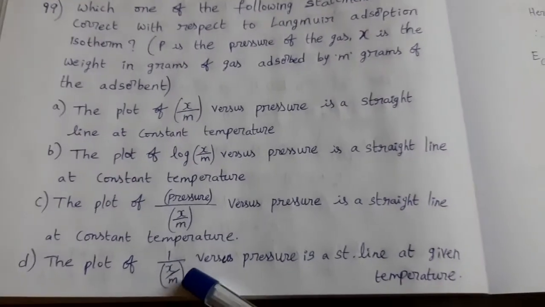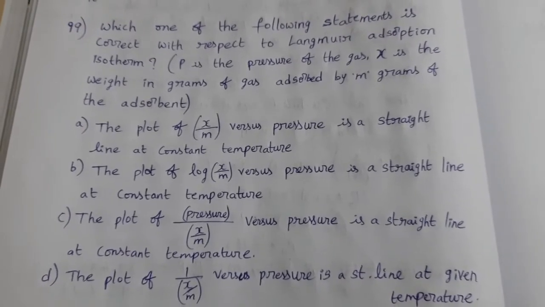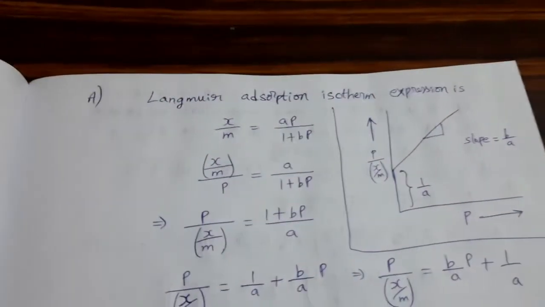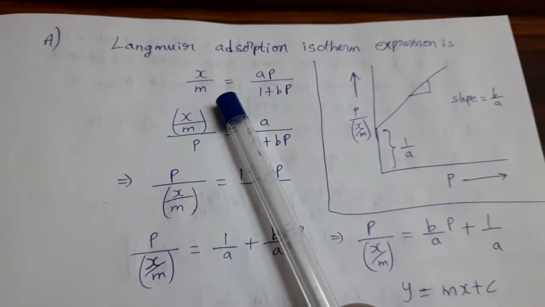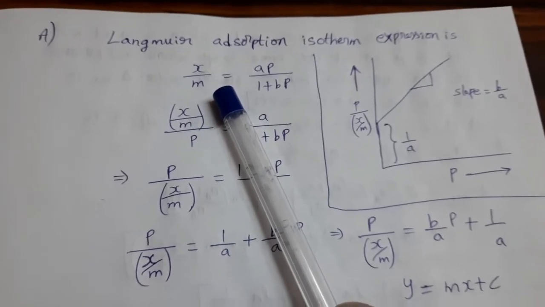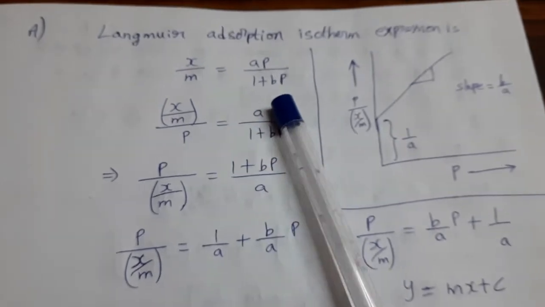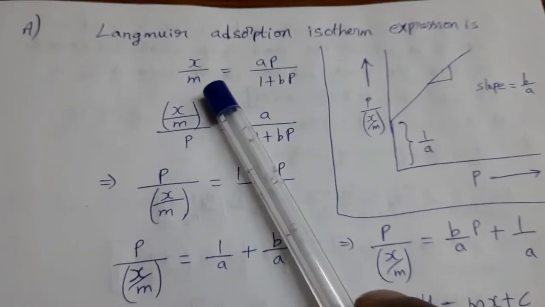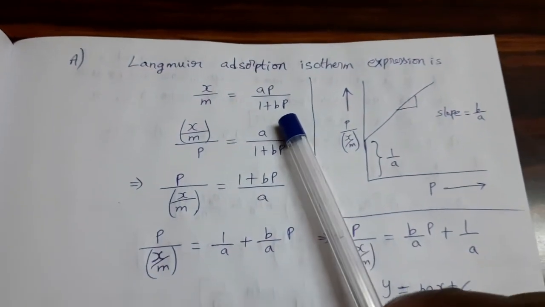Now, four options are given. Here, one option is correct. That correct one we should find out. Now, see this Langmuir adsorption isotherm expression. X by m, amount of the gas adsorbed by the adsorbent, X by m equal to AP by 1 plus BP.